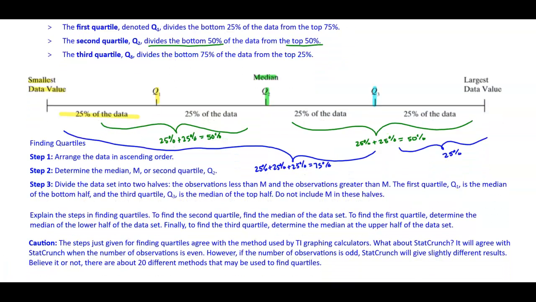Now, caution. The steps just given for finding quartiles agree with the method used by the TI graphing calculators. What about StatCrunch? It will agree when the number of observations is even. However, if the number of observations is odd, StatCrunch will give slightly different results. Believe it or not, there are about 20 different methods that may be used to find quartiles.